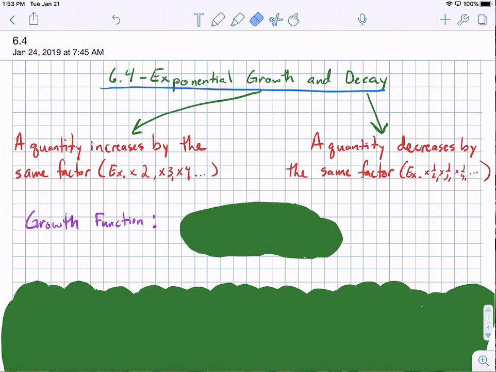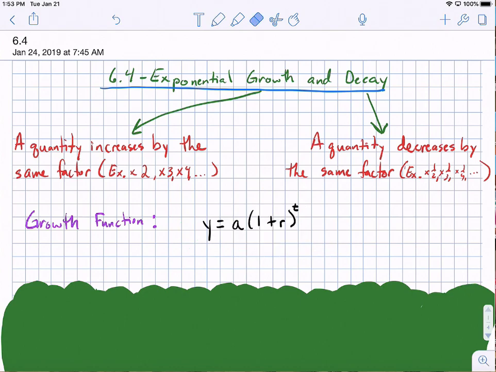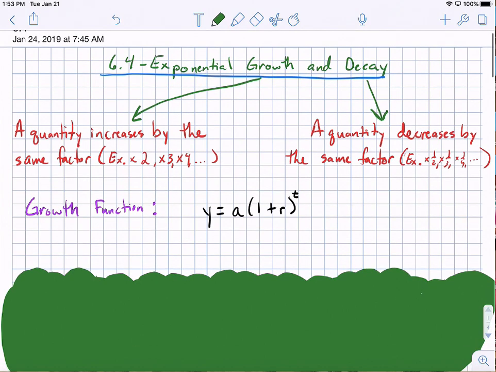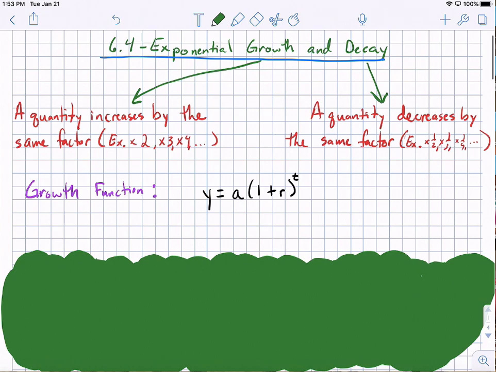Okay, so here is the growth function. It's y equals a times the quantity, in parentheses, 1 plus r, to the t. So obviously you have some different variables there. Again, this equation, whenever we do anything, will be given to you. You do not have to memorize it. Here's what everything stands for.